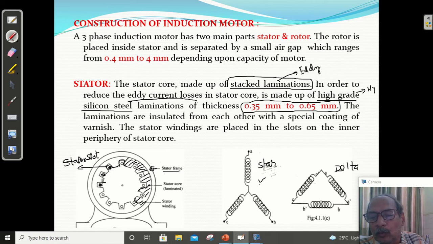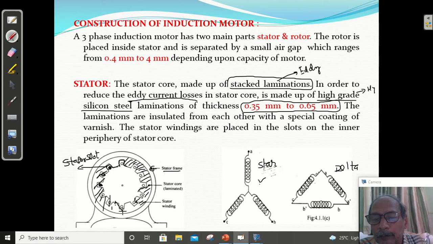So on inner periphery of the stator core, you can say this is the core. यहाँ से लेके यहाँ तक. Clear? So from here to here, this is the stator core. ऊपर स्टेटर फ्रेम है, तो स्टेटर कोर में ये जो इनर पेरिफेरी ऑफ द स्टेटर कोर है, it is slotted to receive the stator winding. स्टेटर वाइंडिंग may be of star connection और डेल्टा कनेक्टेड. So this is the stator.